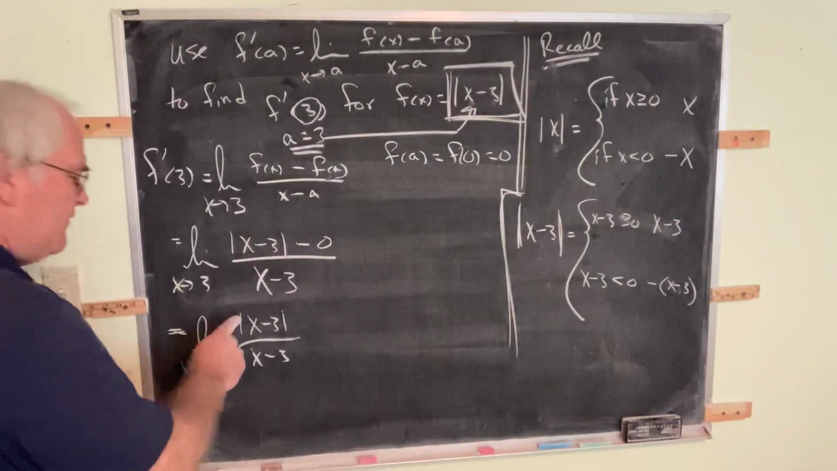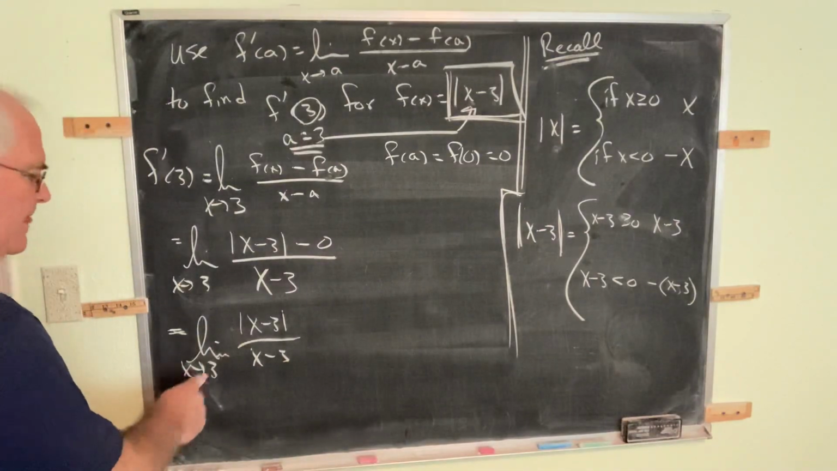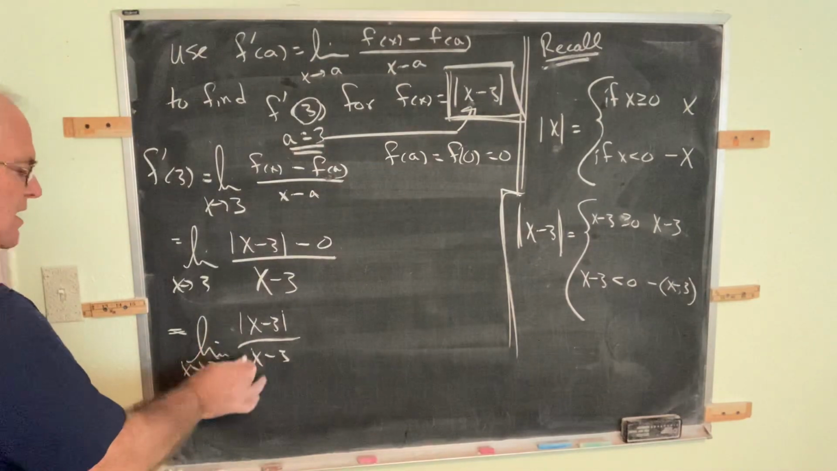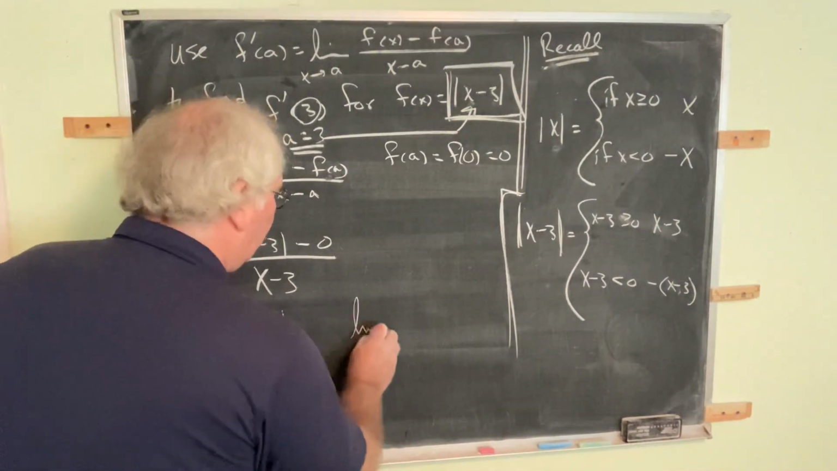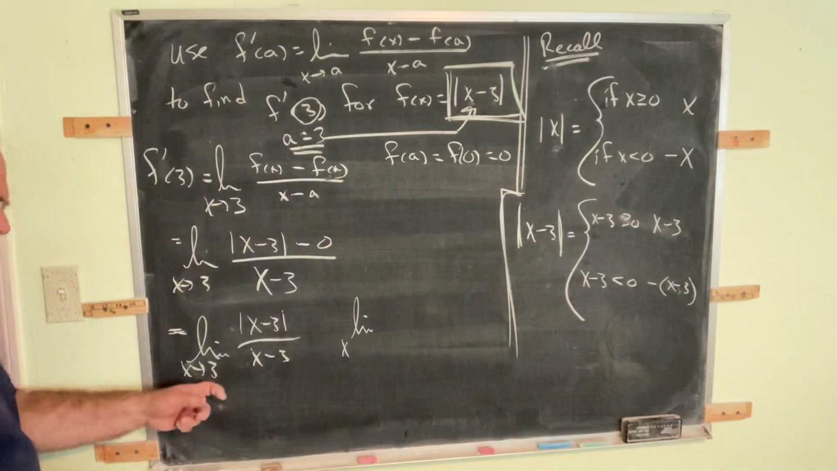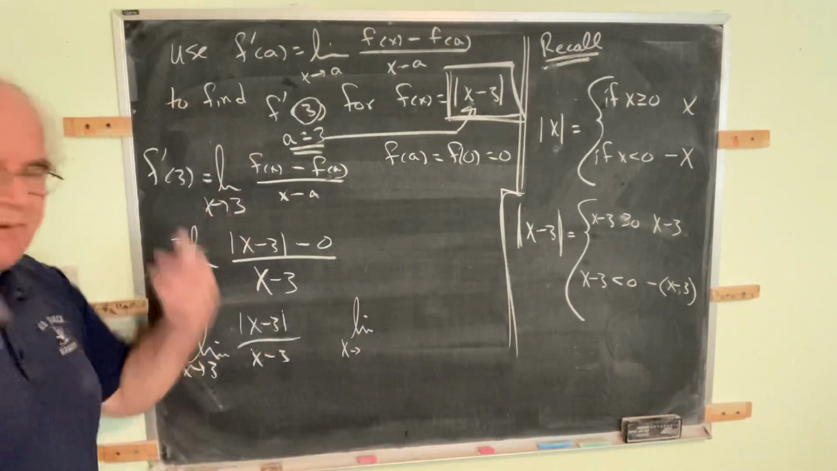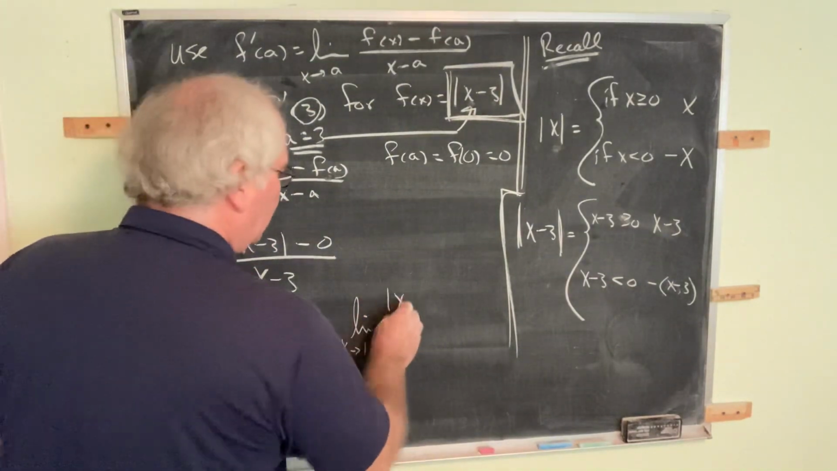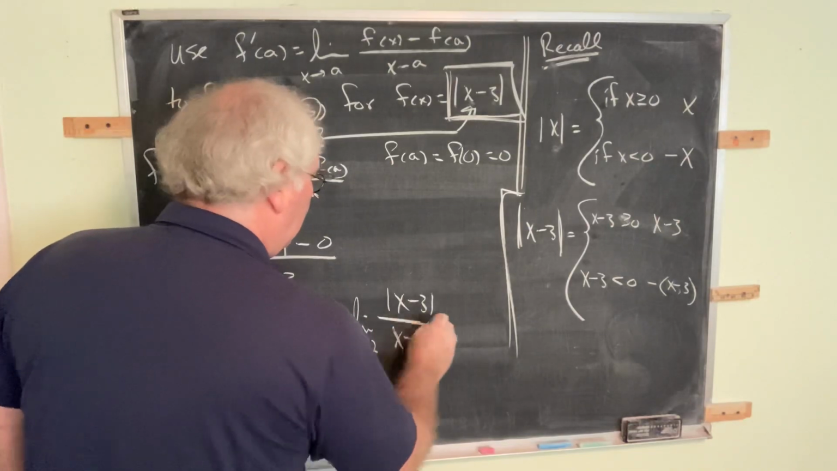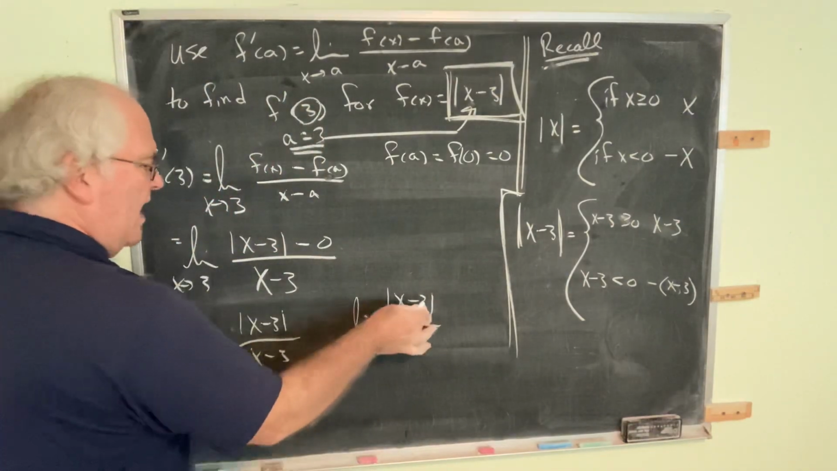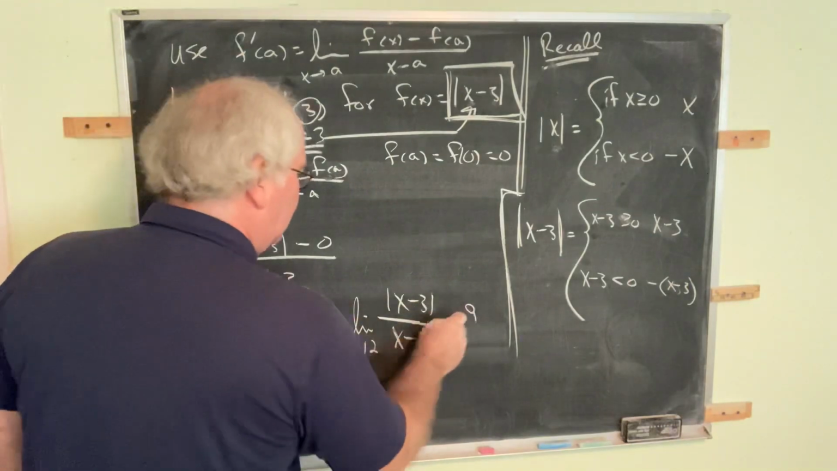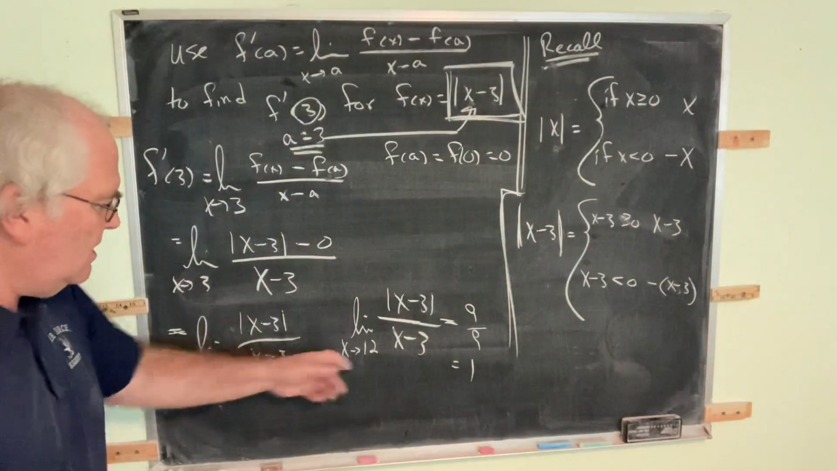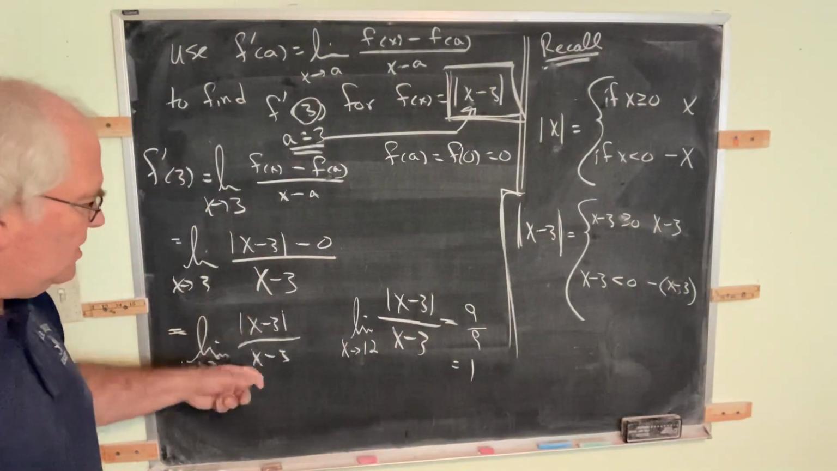So whenever you have a limit with absolute value and you get 0 divided by 0, watch. Let's go off to the side here. Suppose this were, just pick a number out of the blue sky, 12. If I want the limit as x goes to 12, you just plug and chug. 12 minus 3 is 9. Absolute value of 9 is 9, over 9 minus 3 is 9. It's equal to 1.